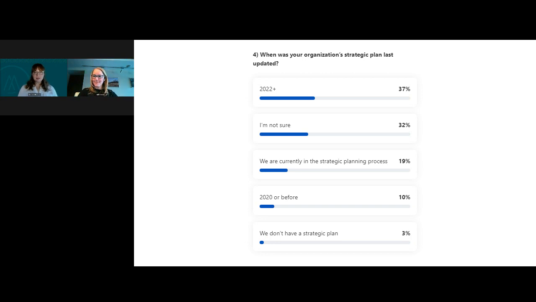So we're seeing a lot of folks with recently updated strategic plans or currently in the process, which sounds about right to me. It feels like almost all of our clients are in that update process. If you're not sure when your strategic plan was last updated, poke around a little bit and see, because it's a really good time to do that and take some of these lessons learned from the last couple of years.